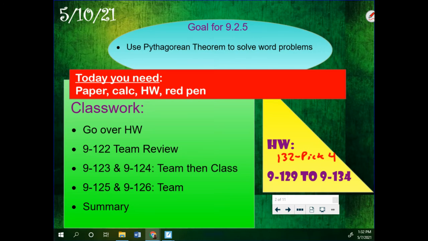You will also need a calculator for today's lesson. So please make sure you have a calculator because we are going to be using it throughout the lesson. Okay.